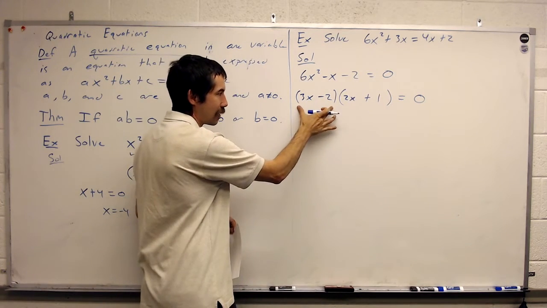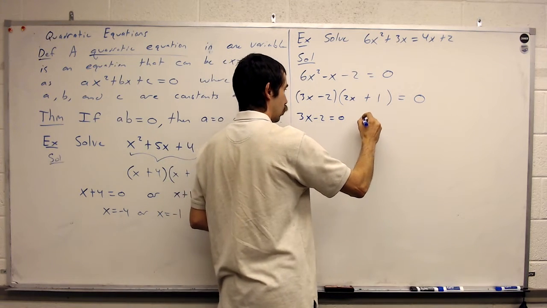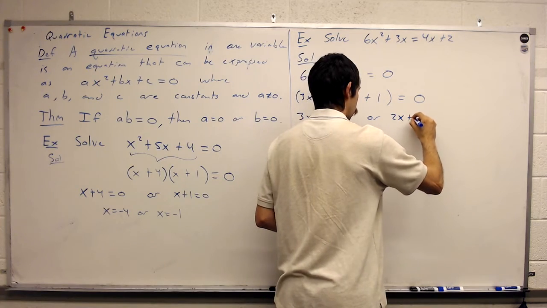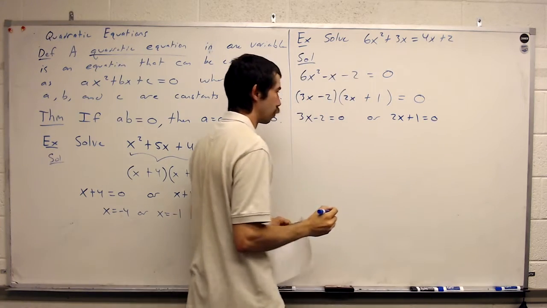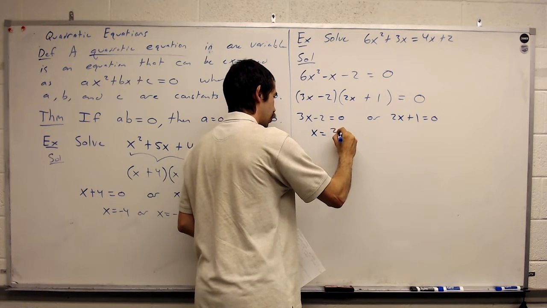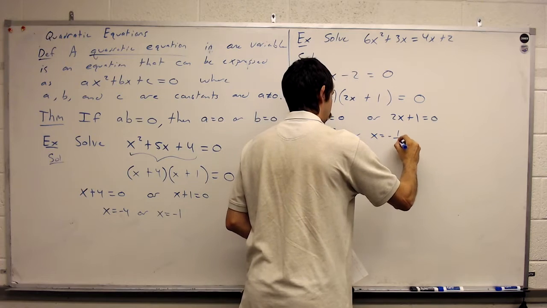So it's either the case that this is 0 or this is 0. So we have x equals 2/3 or x equals -1/2.